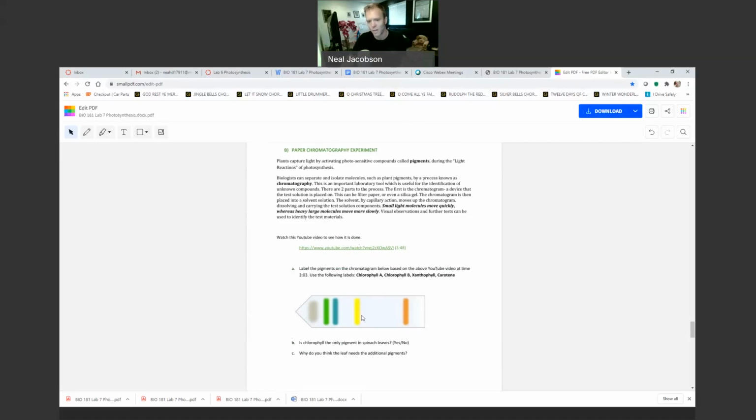And so if it's a very light molecule, something that's not very dense, it's going to go really far on the paper. It's not going to have as much friction, and so it's going to come further with the ethanol or with the solvent. The heavier pigments are the ones that get left behind because they're like dragging, they're too heavy. And so what we're going to do is we're just going to label the pigments on the chromatography based on the YouTube video up here.